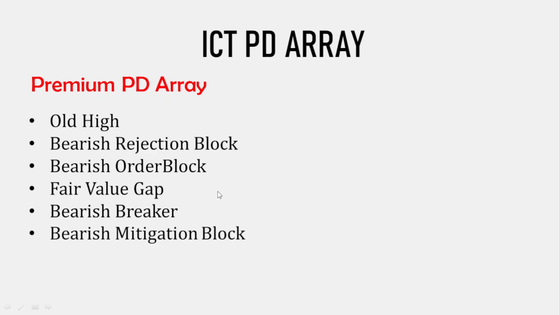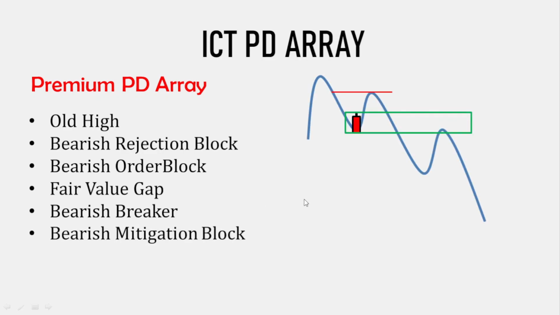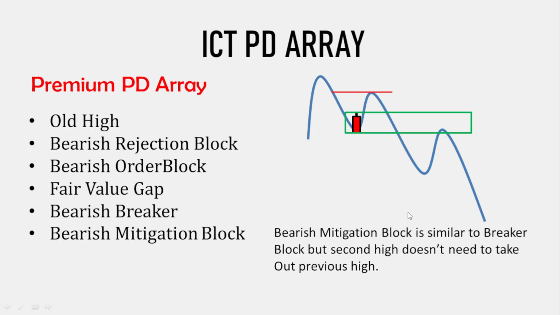Another one, we have a bearish mitigation block. A bearish mitigation block is similar to a breaker, but the second high doesn't need to take out the previous high. You see there's a high, the first high, and the second one. You see that this one is lower than this one. It doesn't take this one out, right? So that is a mitigation block. So what is the difference then? If it's similar, the difference is just that this second high is not needed to take out this one.